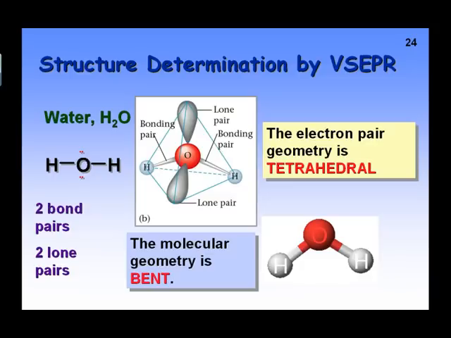Now, that's looking at the bonds relative to each other. If we look at all the electrons relative to each other, the lone pairs as well as the bonding pairs, you actually have four things coming off of the oxygen. So the electron pair geometry is tetrahedral. That is, you're looking at the electron positions relative to each other. The molecular geometry, however, is bent. So in the molecular geometry you're looking at the two bonds.